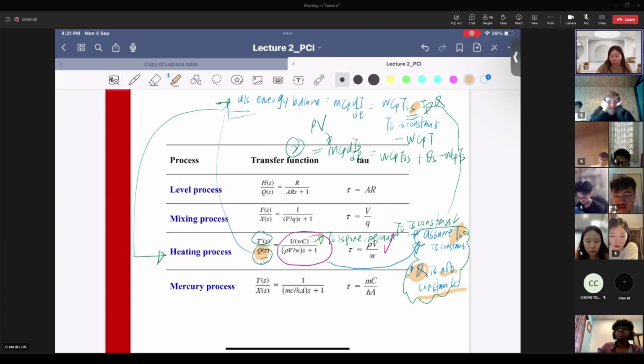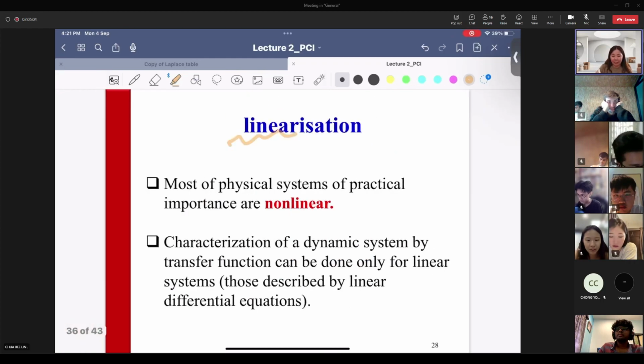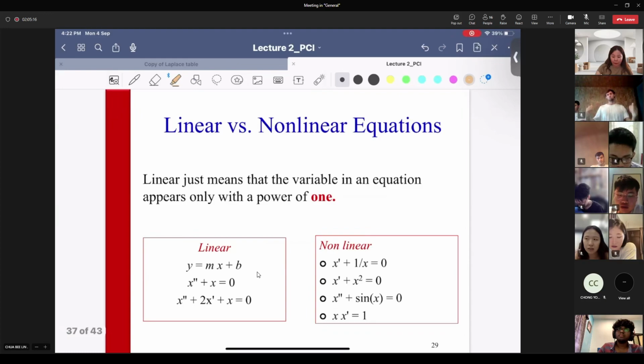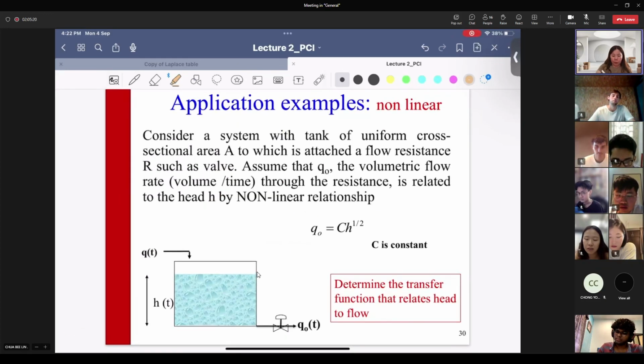Okay, so we have another 9 minutes. So linearization. Let me go through very fast. I will demonstrate the full solution for this one during our tutorial. But what you can prepare first is this one. The intro, don't need.